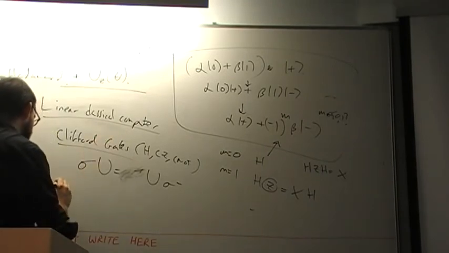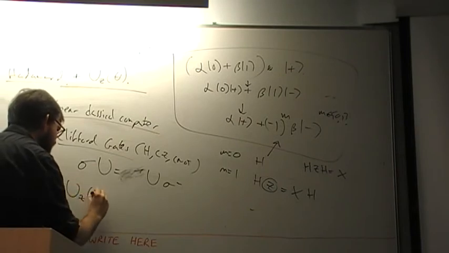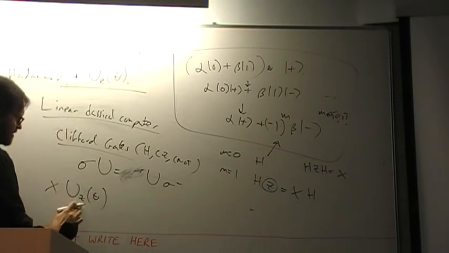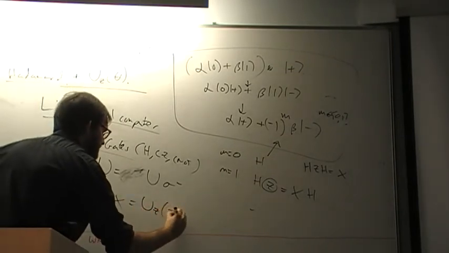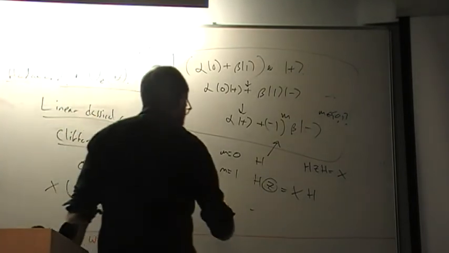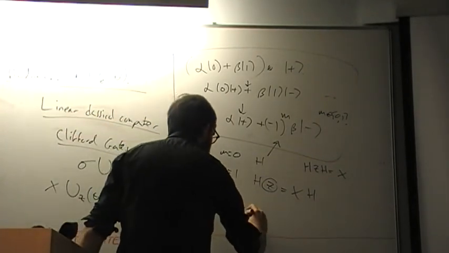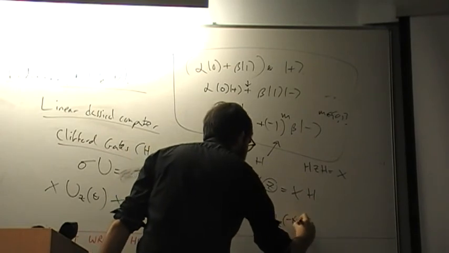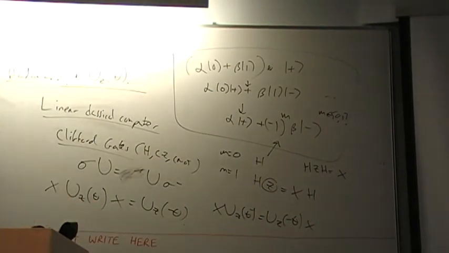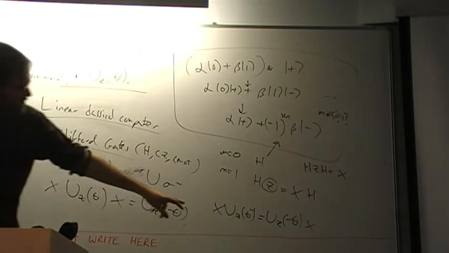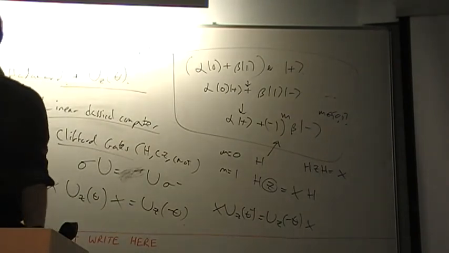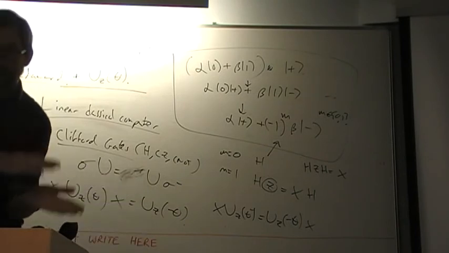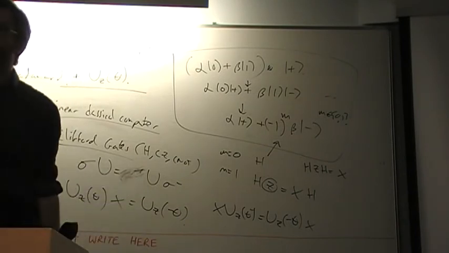And the other type of gates I have are rotations. If I have a rotation Uz of theta, then X Uz theta is equal to Uz minus theta X. So this explains why the adaptivity is just flipping the sign of these measurements. Basically, each of these extra Pauli errors can reverse the sign of one of my rotations, and I therefore reverse the rotation itself to account for that.